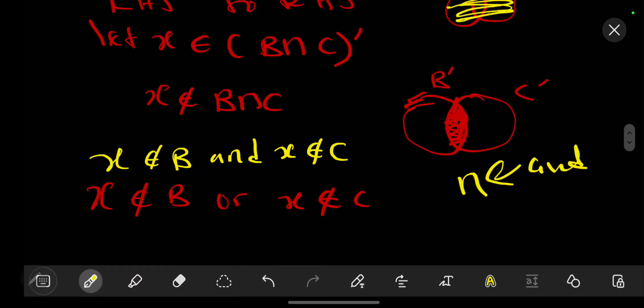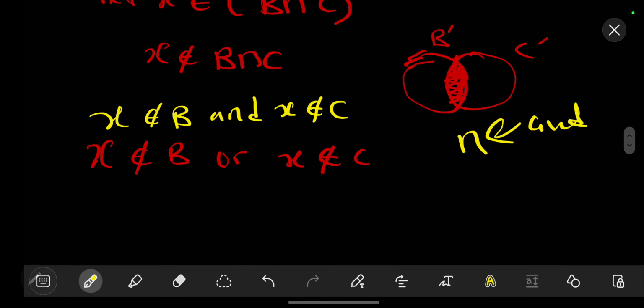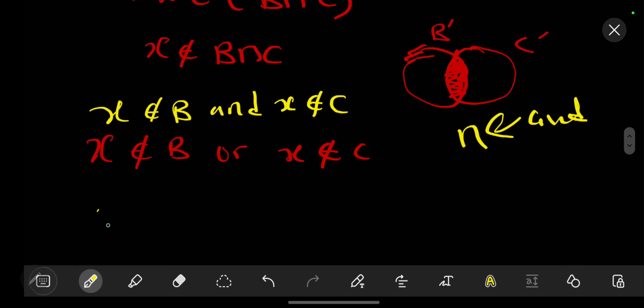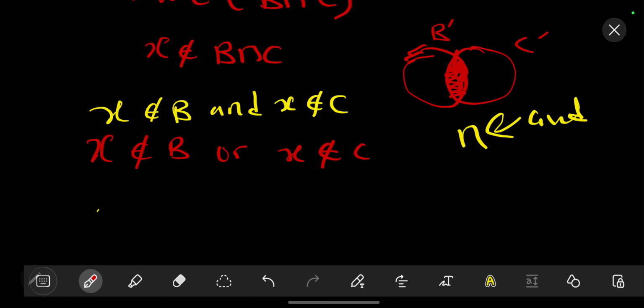So now considering that, we are going to say that our x must be a member of B complement, or x must be a member of C complement. If it's not found in B, it means it's found in B complement. If it's not found in C, it means it's in C complement. That is what we mean by that.